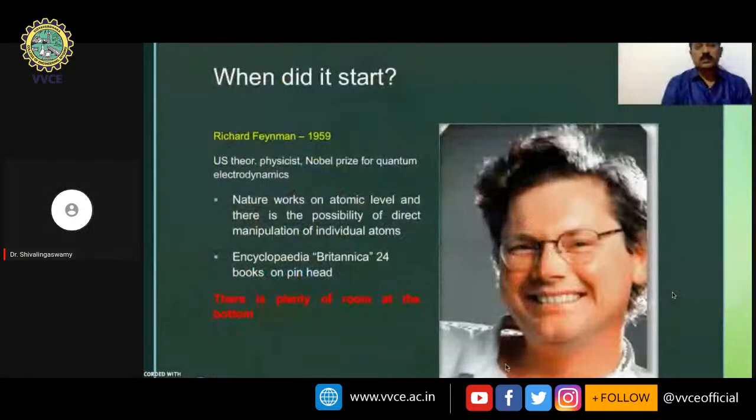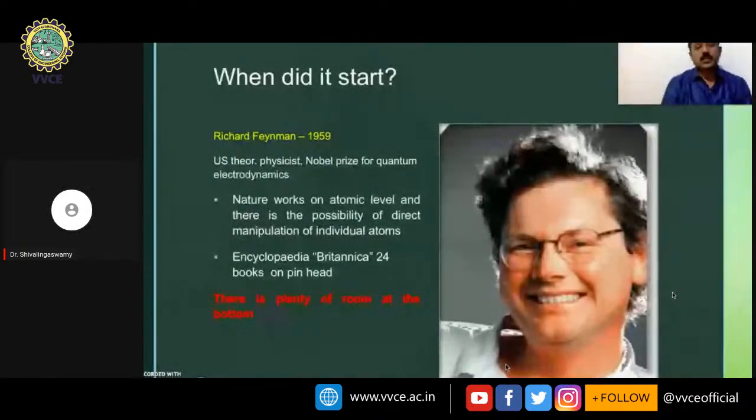Let us start with this science. When did it start? It started with this gentleman, Richard Feynman, in 1959 at the California Institute of Technology. He just said there is plenty of room at the bottom. Richard Feynman is a United States theoretical physicist, and he has won the Nobel Prize for quantum electrodynamics, and he is famous for Feynman diagrams. He said the entire Encyclopedia Britannica, 24 volumes, can be recorded on a pinhead.